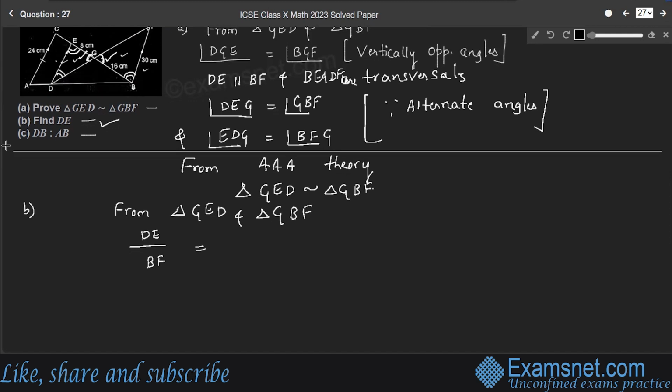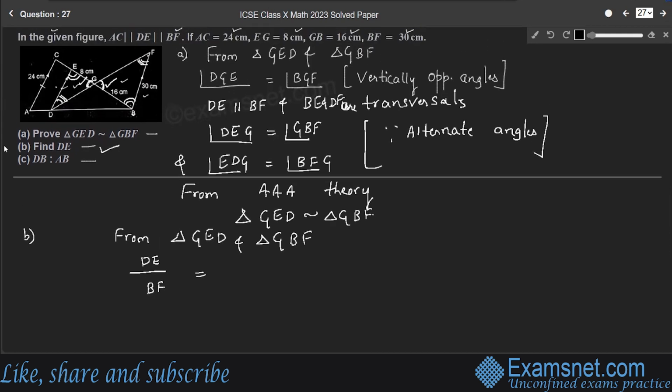So angle EDG, alternate angles, and this angle BFG, and their opposite sides are EG and GB respectively. Therefore, EG by GB is equal to the remaining sides, and the ratio is DG by GF. So we know the value of EG and GB.